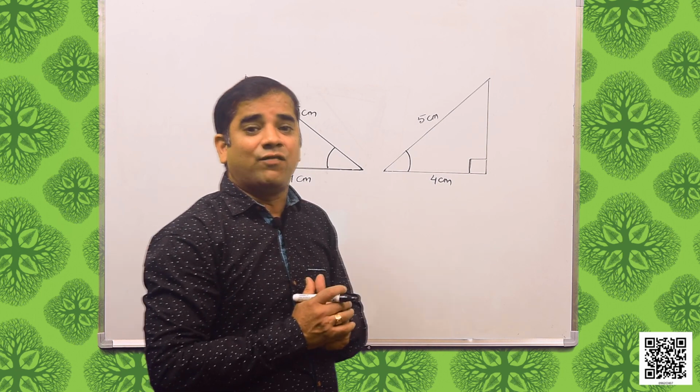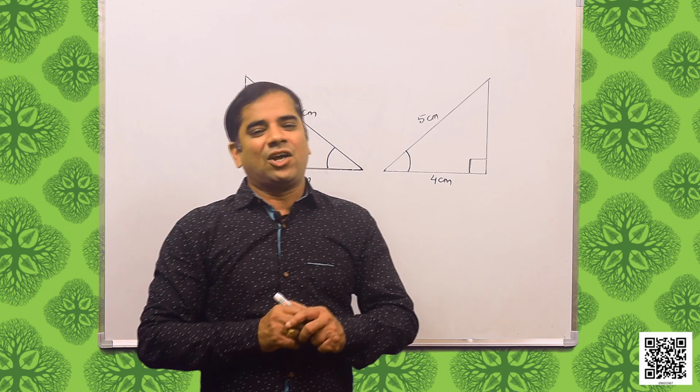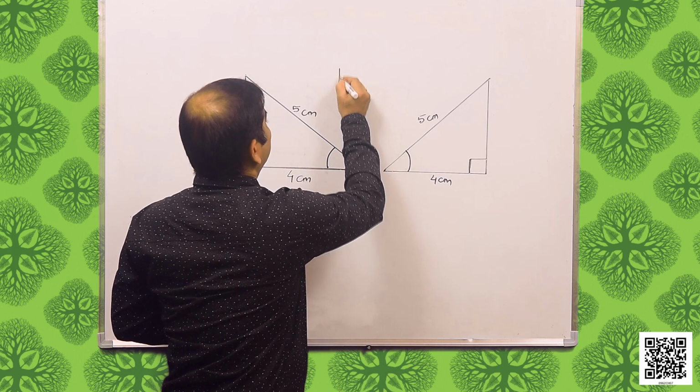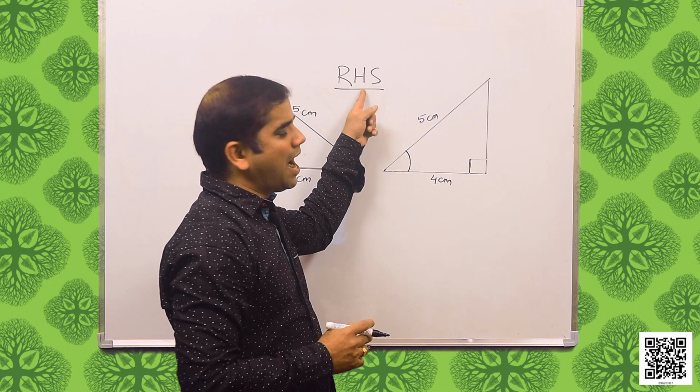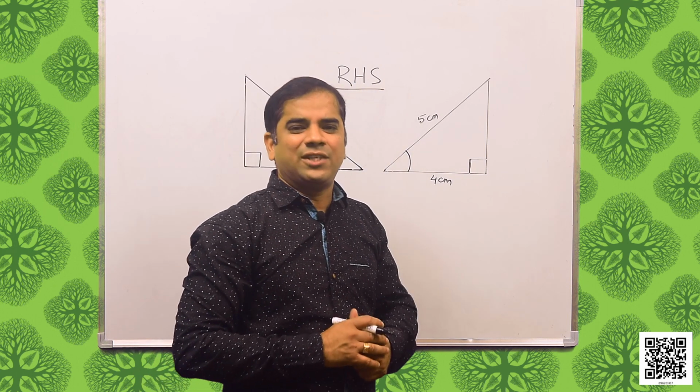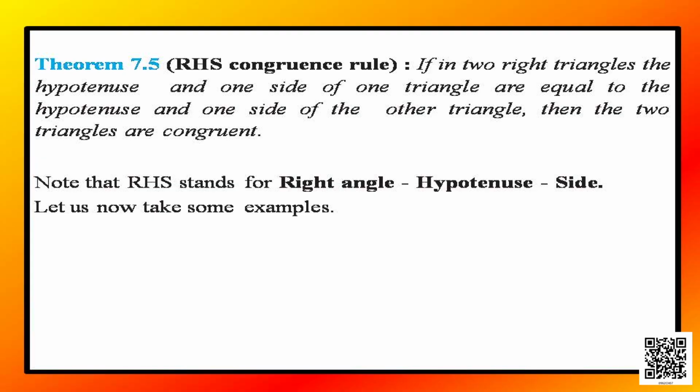That means we arrive at the following congruence rule, that is theorem 7.5, RHS congruency, that is right angle, hypotenuse and side congruence rule. It says if in two right triangles the hypotenuse and one side of one triangle are equal to the hypotenuse and one side of the other triangle, then the two triangles are congruent. We have to note that RHS stands for right angle, hypotenuse, side. Let us now take some examples.